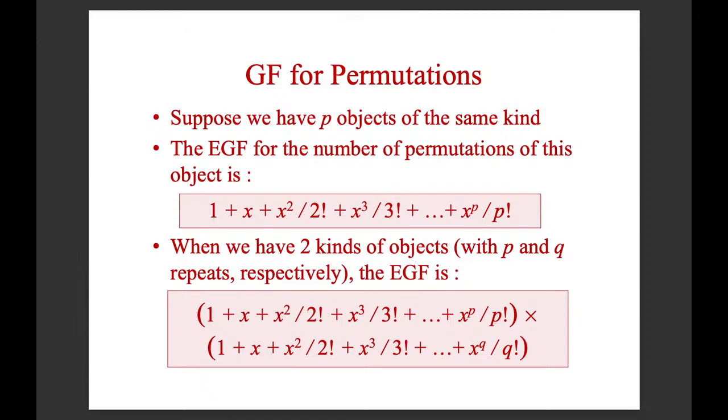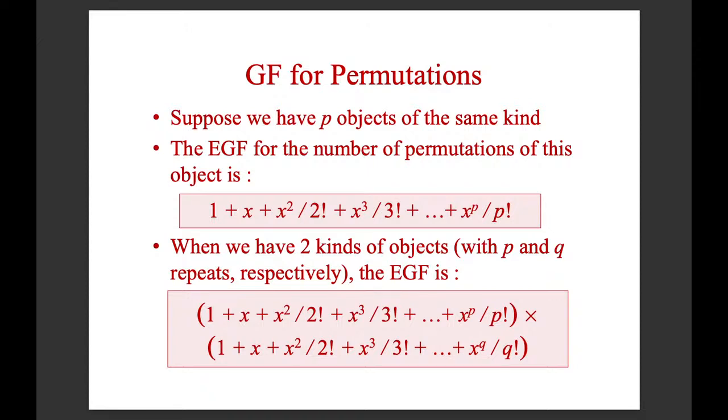And this is actually the example that you can motivate. So this is an example to convince you why this is correct. Suppose that here we have p objects of the same kind, and then the corresponding exponential generating function. So here, p objects of the same kind, and we can select any number of them out of these p objects.